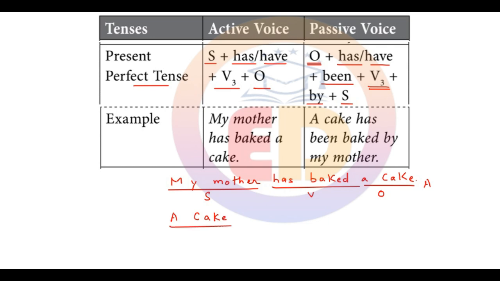Cake is singular, so we'll use has, followed by been. Use the past participle form of the verb baked, which is baked, followed by the preposition by, and at the end comes the subject, which becomes the object, my mother. So the passive form will be a cake has been baked by my mother. Very simple conversion, but you have to memorize or learn the construction.